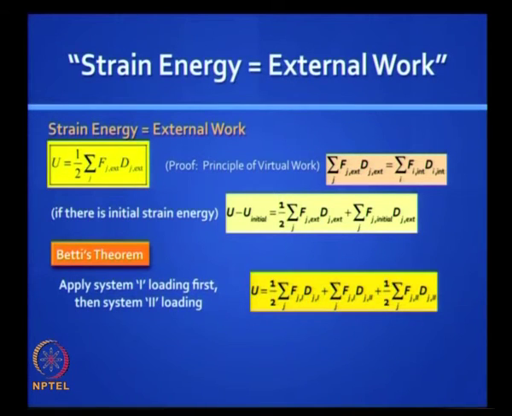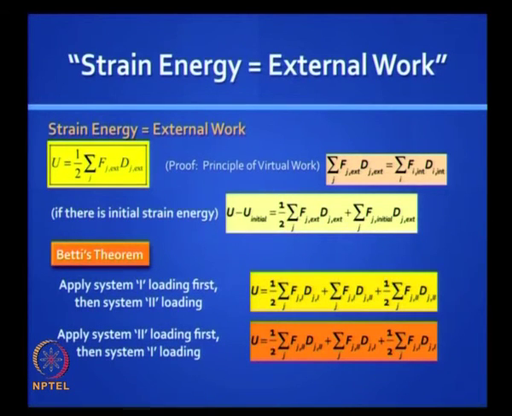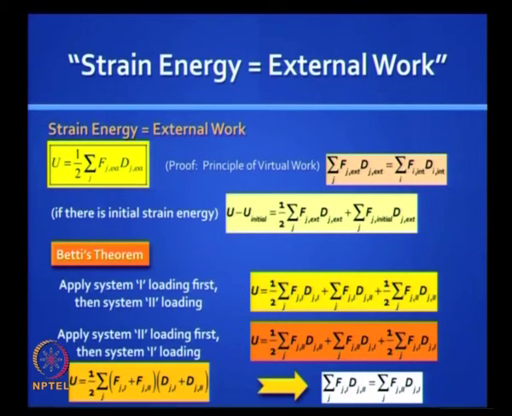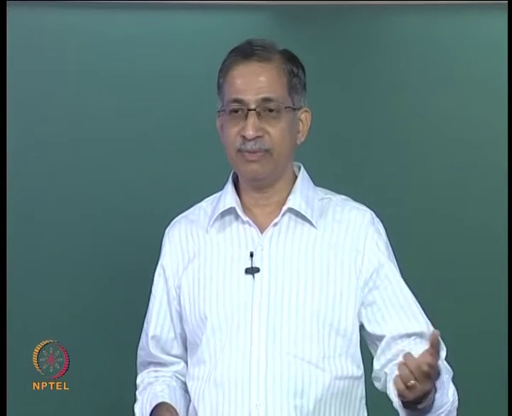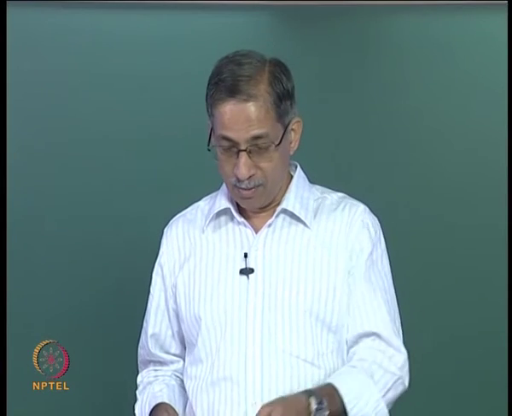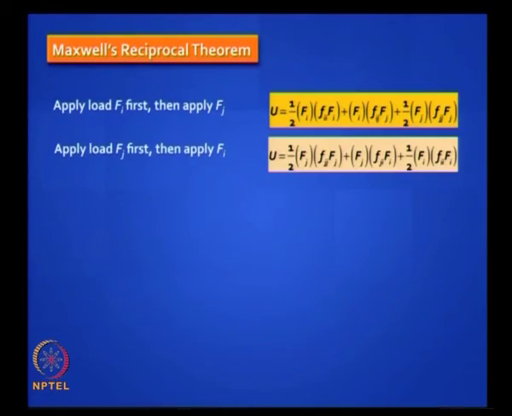And you can actually prove Betti's theorem using this formulation. If you apply one system first and then the other system, and you change the sequence and you write the two expressions and you compare the two expressions, you can end up proving Betti's theorem. So this is an alternative proof. So you can prove Betti's theorem either following the path of the principle of virtual work or invoking this energy theorem, and similarly you can prove Maxwell's reciprocal theorems.